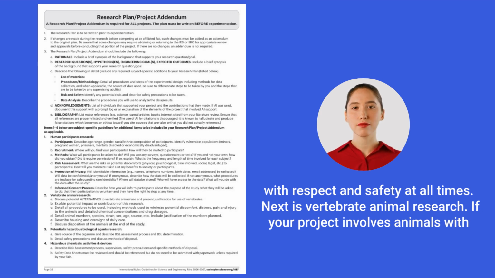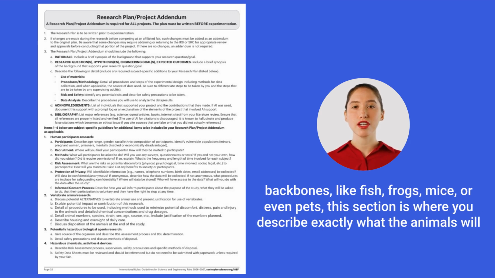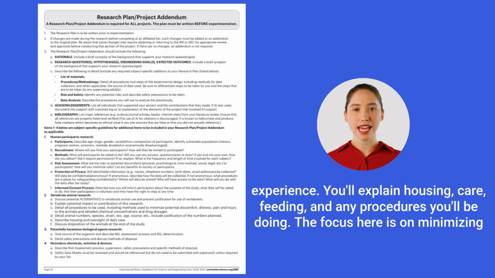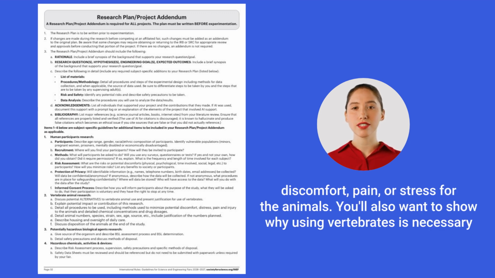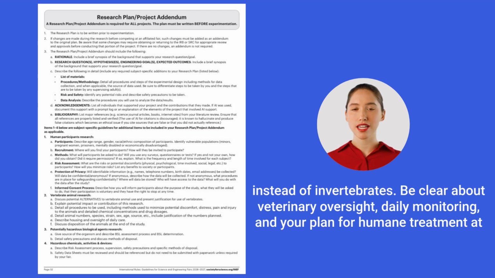Next is vertebrate animal research. If your project involves animals with backbones, like fish, frogs, mice, or even pets, this section is where you describe exactly what the animals will experience. You'll explain housing, care, feeding, and any procedures you'll be doing. The focus here is on minimizing discomfort, pain, or stress for the animals. You'll also want to show why using vertebrates is necessary instead of invertebrates. Be clear about veterinary oversight, daily monitoring, and your plan for humane treatment at all times.